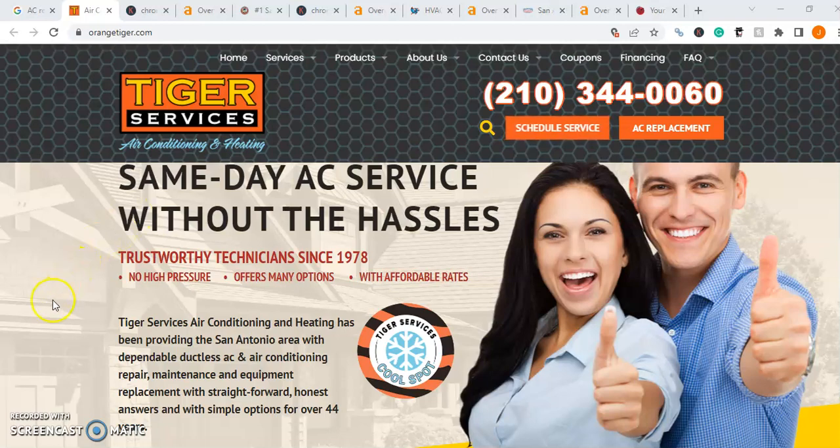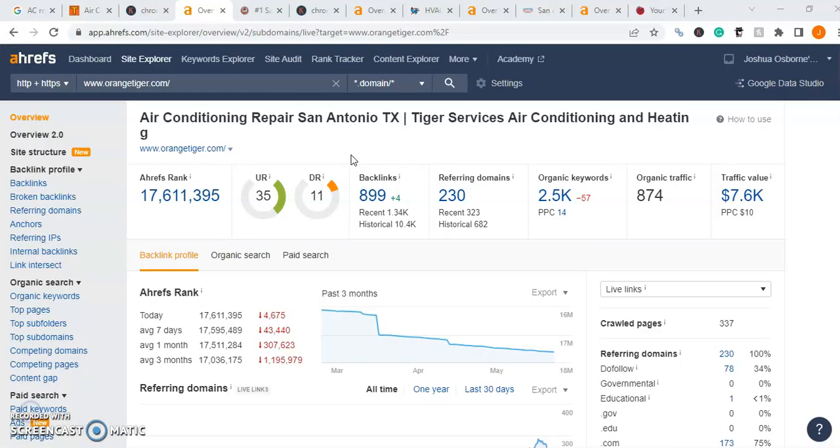Let's take a look at your current backlink structure using a tool I have called Ahrefs and determine what you'll need, or let's take a look at your competition and see how you stack up. So here we are in Ahrefs, and as you can see here, your website is plugged in. Right now you have a 35 UR and 11 DR, which puts you in the top 100 for 2,500 keywords, generates you about 874 organic users every single month.